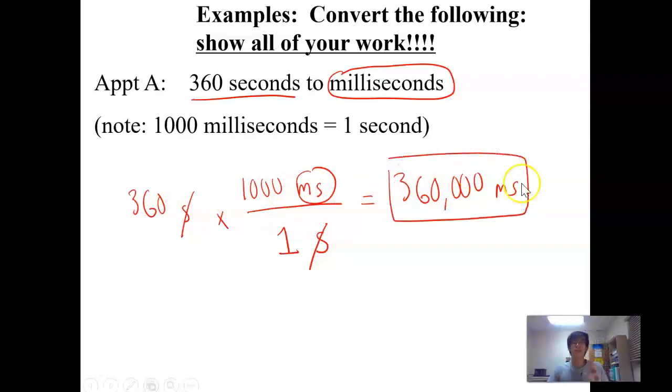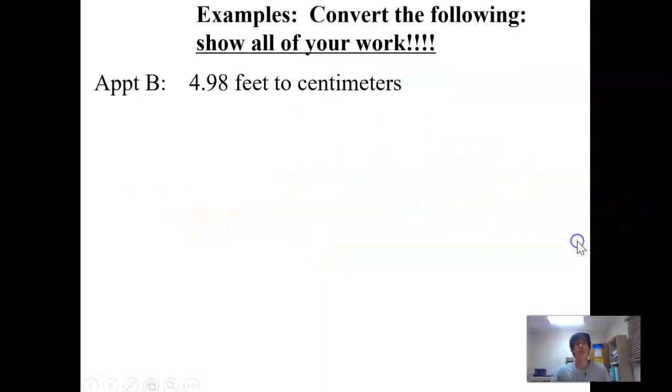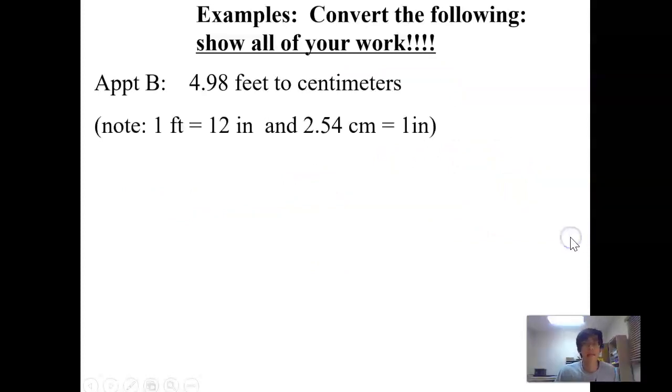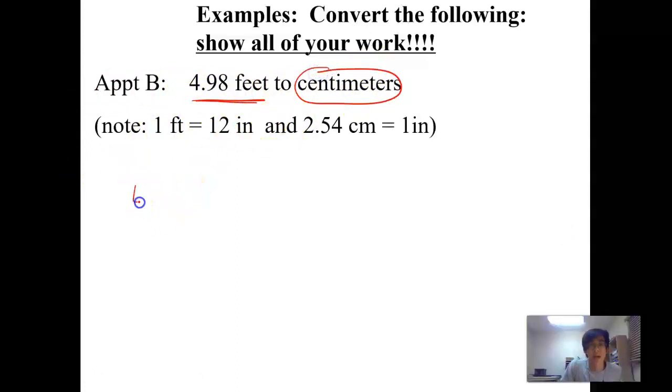Alright, let's try 3 more just so you guys get used to it. So this problem, 498 feet to centimeters. Now I have 2 equivalent statements, meaning I have 2 steps. I'm going to underline what I know, and I'm going to circle what I don't know.